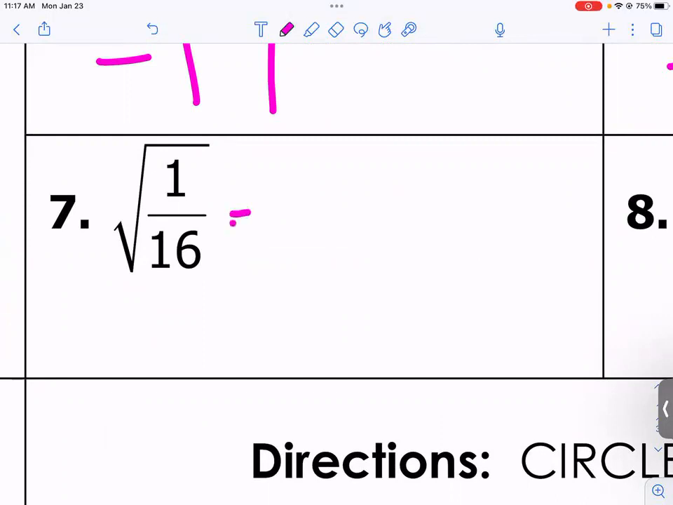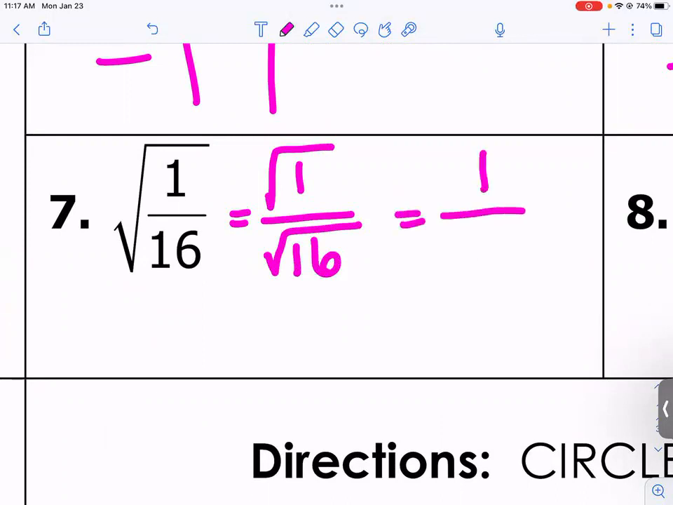So let's think of it like this. Let's break it up because we're allowed to do this. The square root of 1 and the square root of 16. Let's think about that separately. We know that 1 times 1 is 1. 4 times 4 is 16. So this is going to give us 1/4.